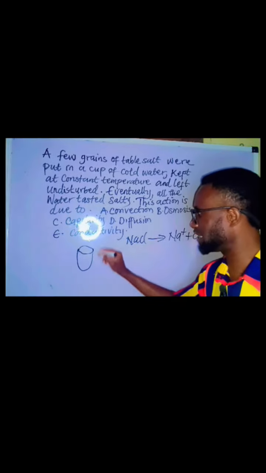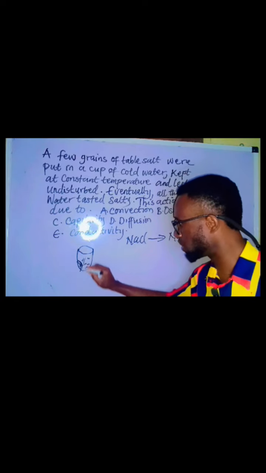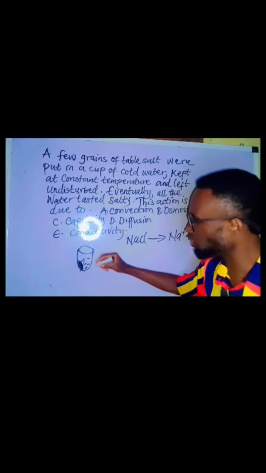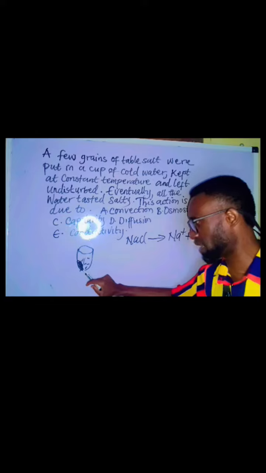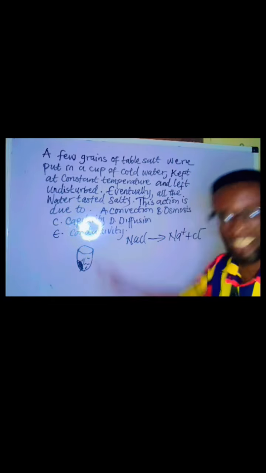If you have a container like this, or a vessel containing water, you have your table salt, the grain of salt, somewhere here. This particular point where you drop the grain of salt becomes the higher concentration. So due to random movement of the particles, the sodium ions and chloride ions, they will move randomly from the higher concentration to the lower concentration until they are evenly distributed.